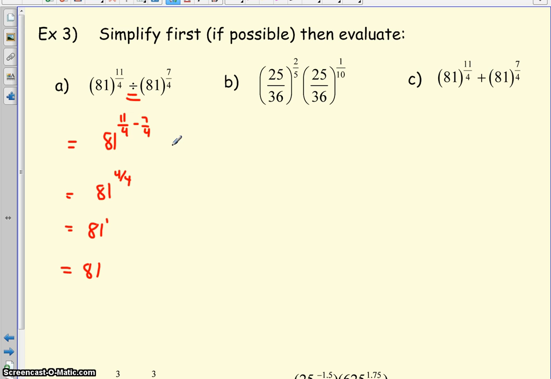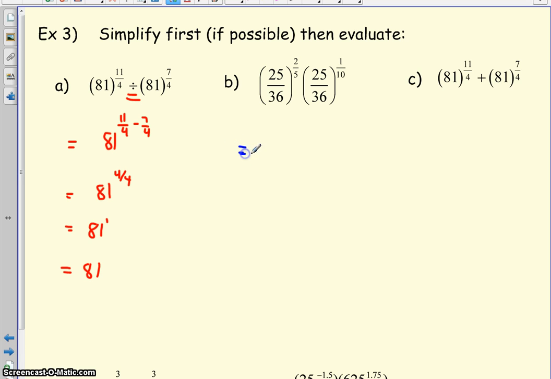Okay, so you see it already becomes a lot easier when you can simplify it first, right? You're not dealing with a radical over here and a radical over here. You simplify it first, and then you never know what's going to happen. Okay, so in the case of B, I have two powers at the same base. The base is, in this case, 25 over 36. I'm multiplying them together.